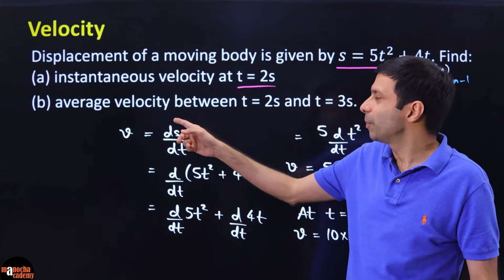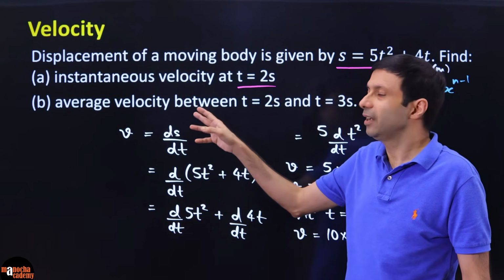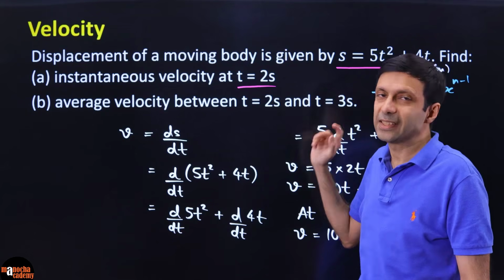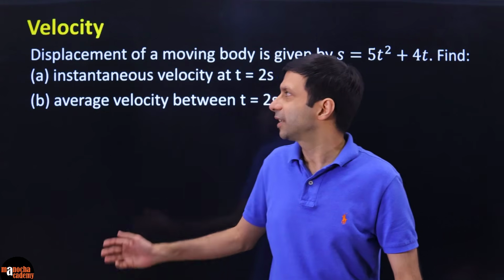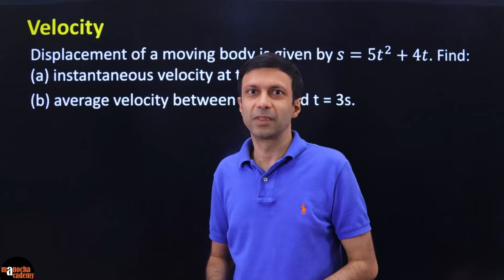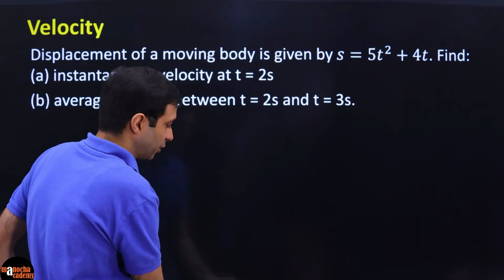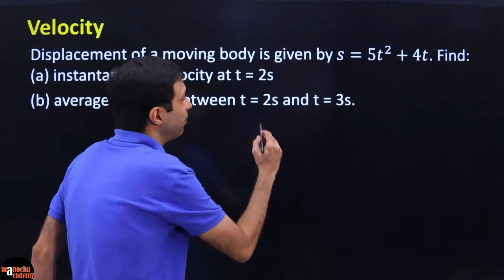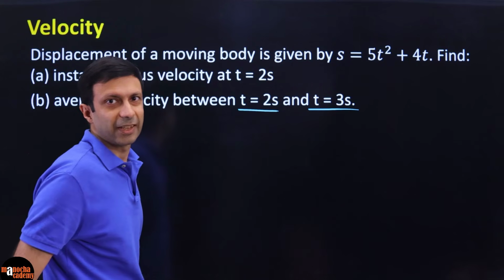Next, let's look at the second part, which is average velocity between 2 seconds and 3 seconds. Now let's calculate the average velocity. It's been asked to find the average velocity between time 2 seconds and 3 seconds.